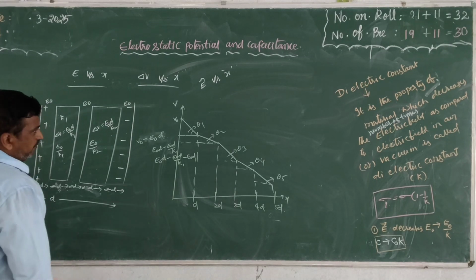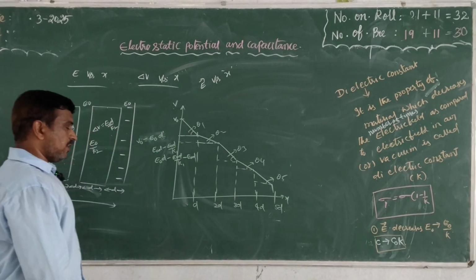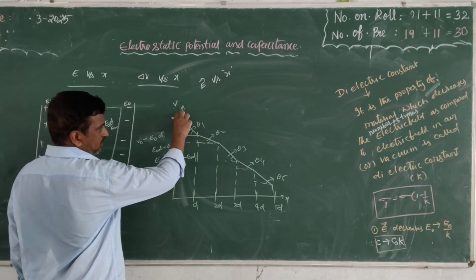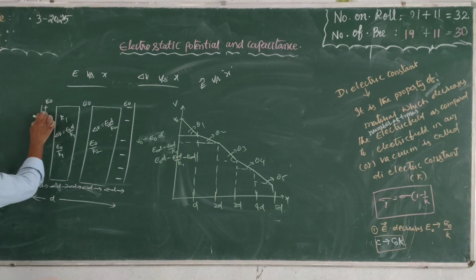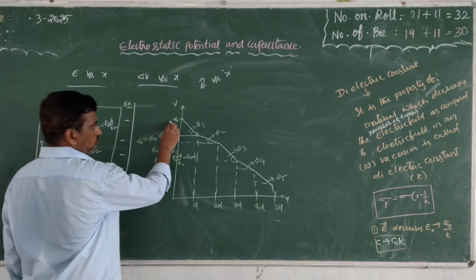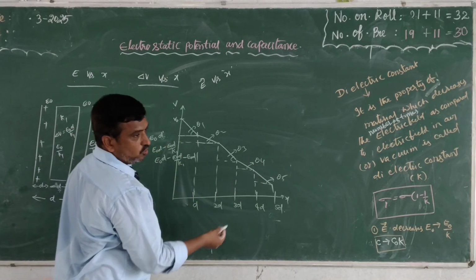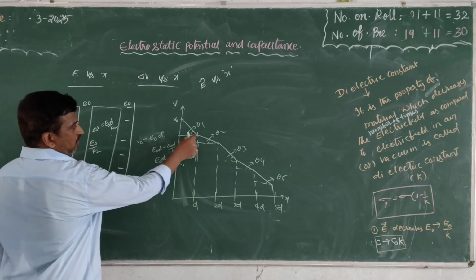See once again, it is potential versus distance x. Here the maximum potential is V naught, and then it changes. Why? Because along the electric field the potential decreases, so V naught changes to V naught minus E naught D. From V naught we subtract E naught D, and we get the potential here.